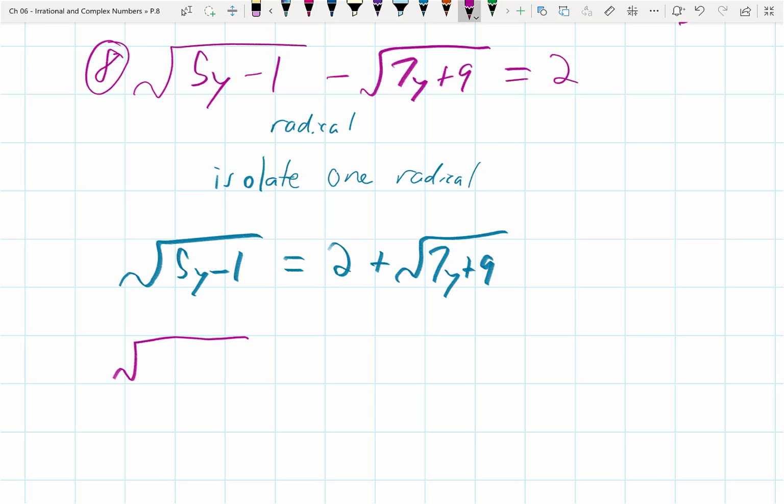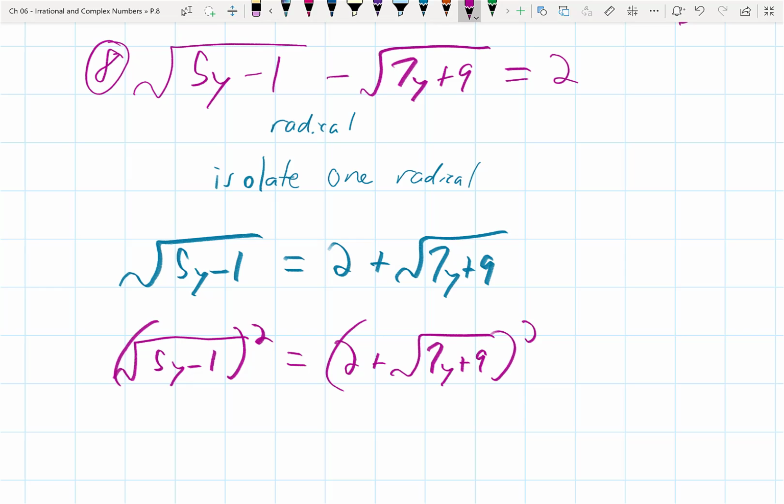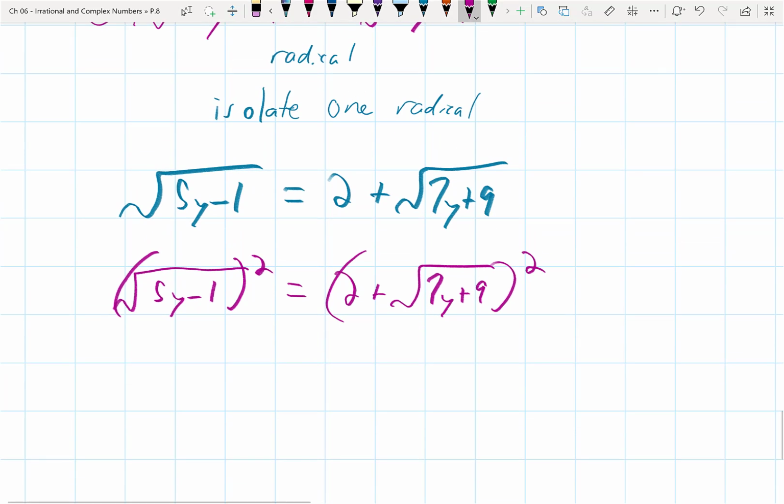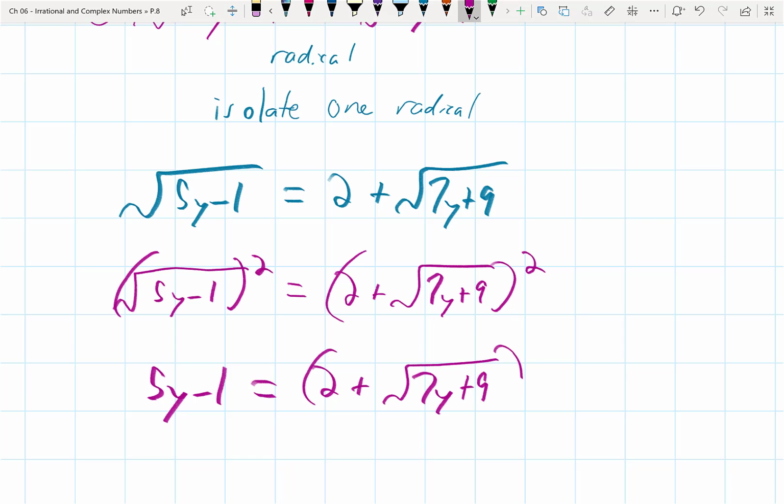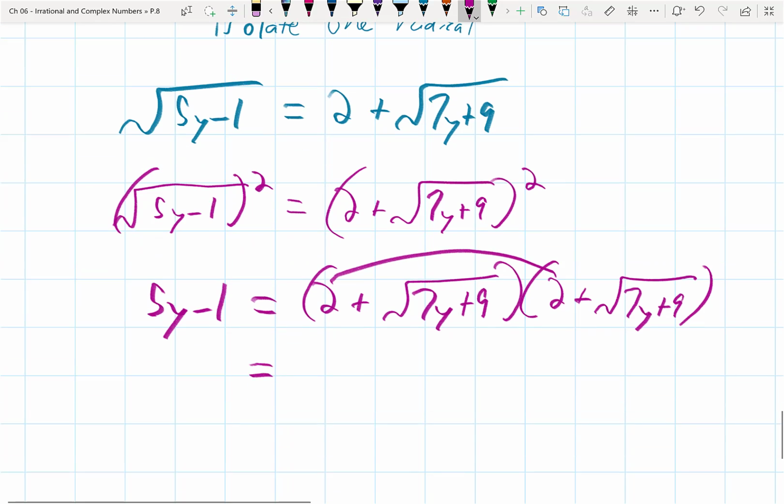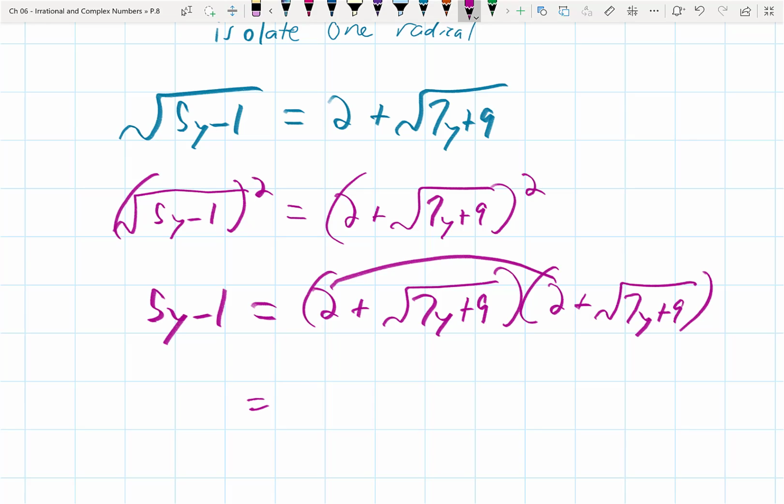Now I'm going to take the left side and square it, and I'm going to take the right side and square it. The left side just becomes 5y minus 1. But the right side, in order to truly square it, I have to multiply it by itself, which means I have to do first, outer plus inner, 4 root 7y plus 9, and then last.